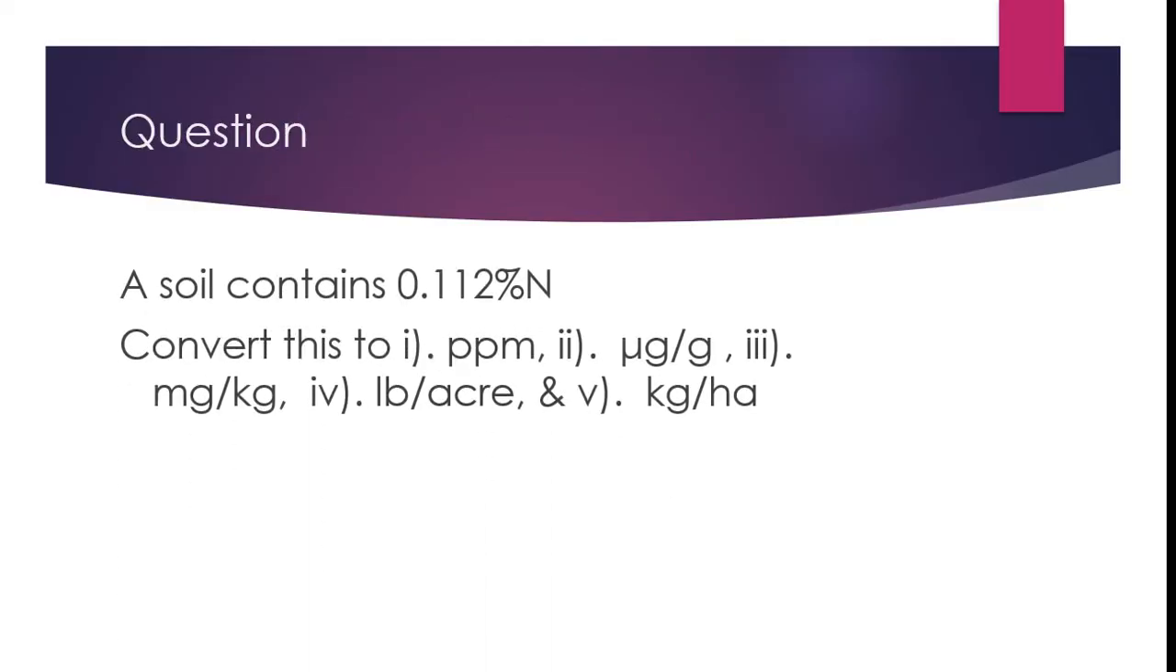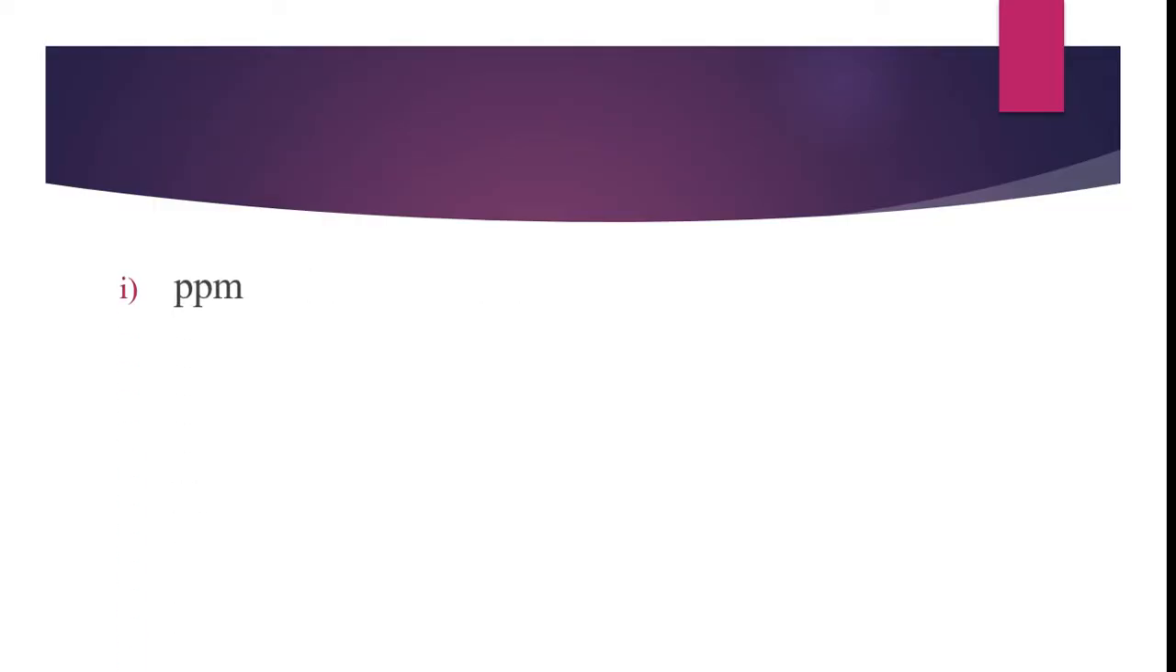Now we have a question here to answer, which will be used to guide you or teach you how to do the conversions. Our soil contains 0.112% nitrogen. Convert this to (i) ppm, parts per million, (ii) micrograms per grams, (iii) milligrams per kilograms, (iv) pounds per acre, and then lastly (v) kilograms per hectare. So now you tackle the very first one, parts per million.